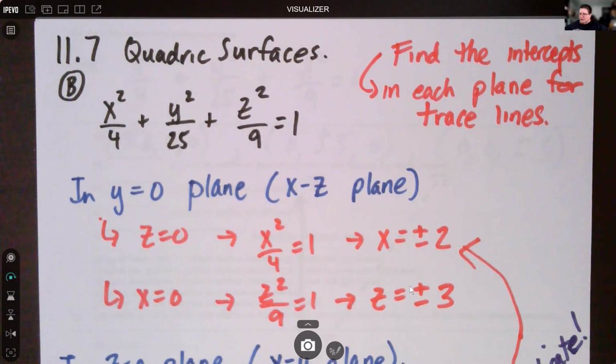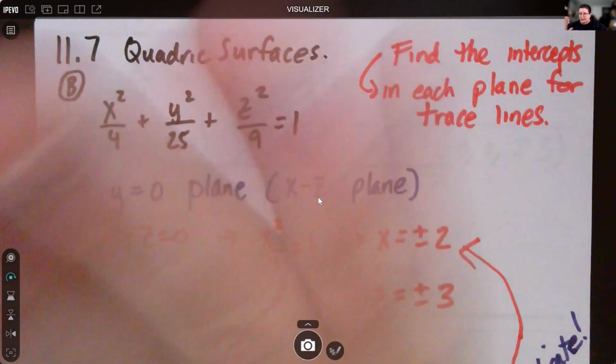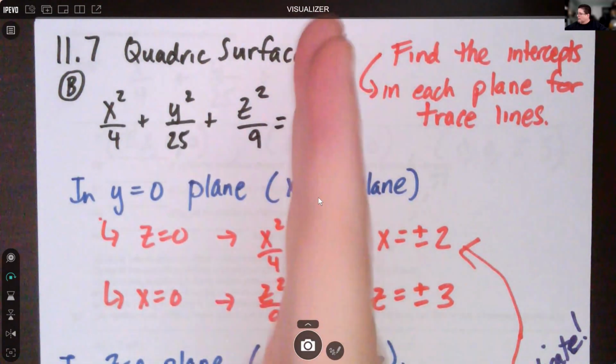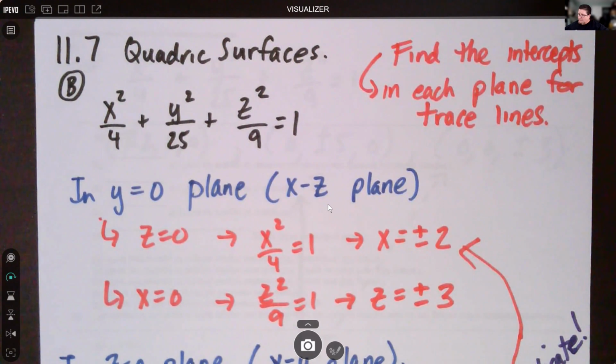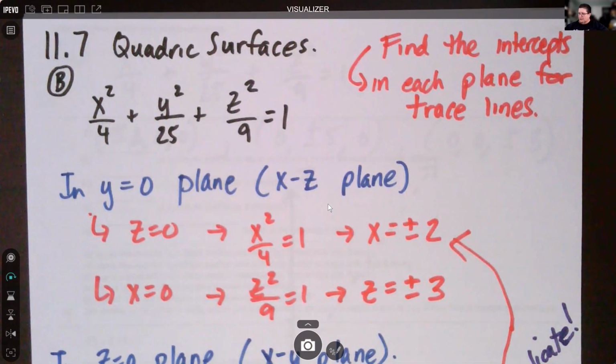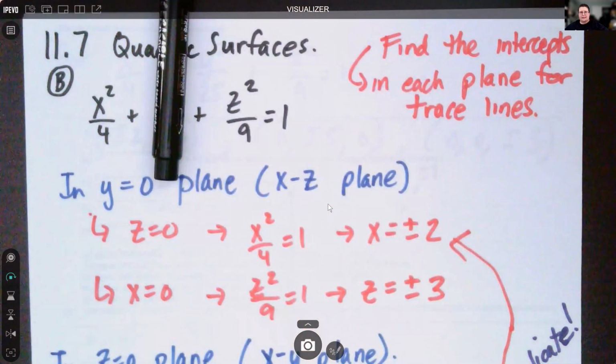What I've got is x squared over 4 plus y squared over 25 plus z squared over 9 equals 1. One way to look at this is to find the intercepts in each plane for the trace lines. So if I do y equals 0, which does the xz plane, which is a page going into our screen like that. Y equals 0 gets rid of that portion right there.